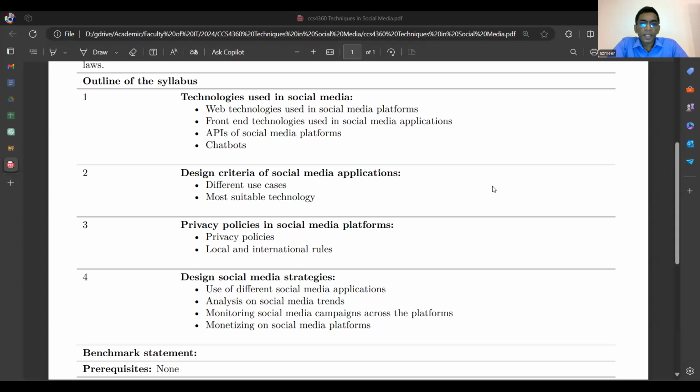And then third one is privacy policies in the social media platform. So privacy is a huge concern, both locally and internationally, because there are lots of fake accounts coming up and people throw mud at others. There are true things, there are false things going on. Now, how do you know what is right, what is wrong? So some time ago, we did not have enough information.